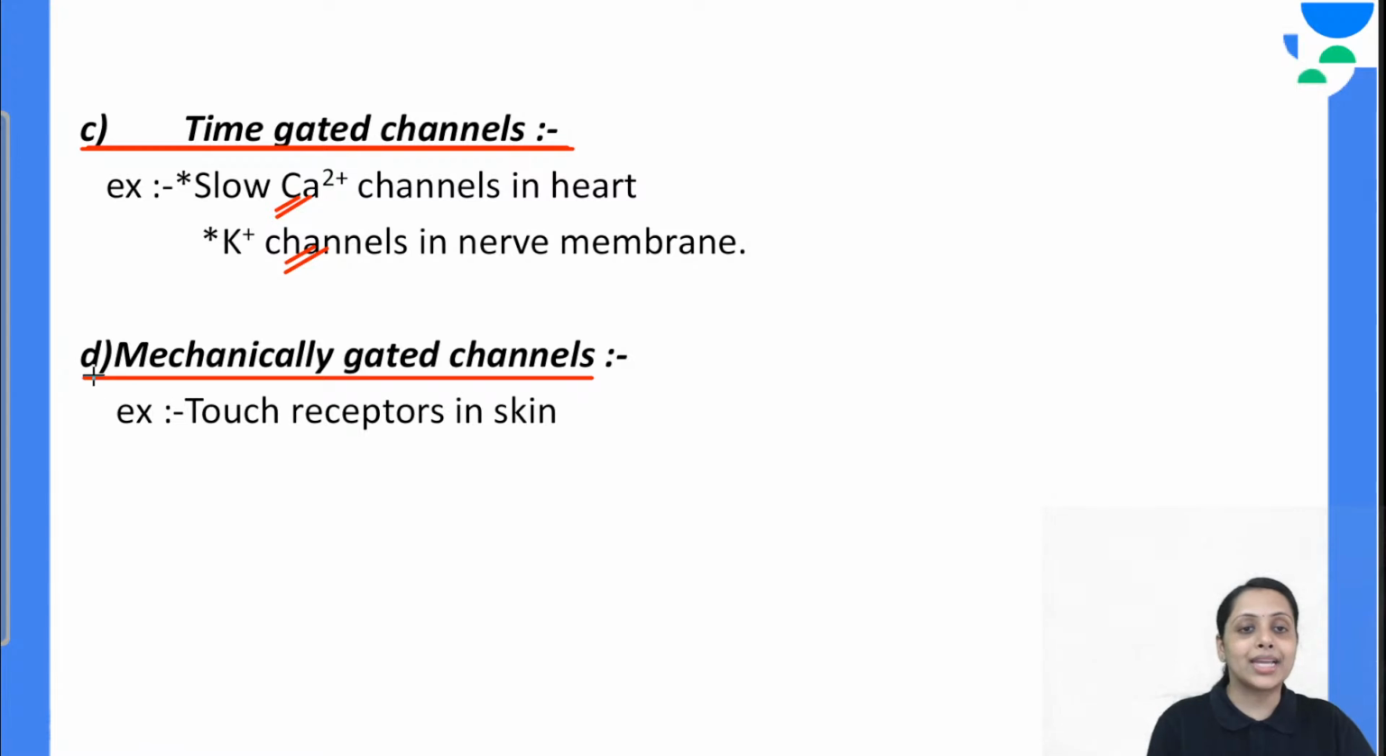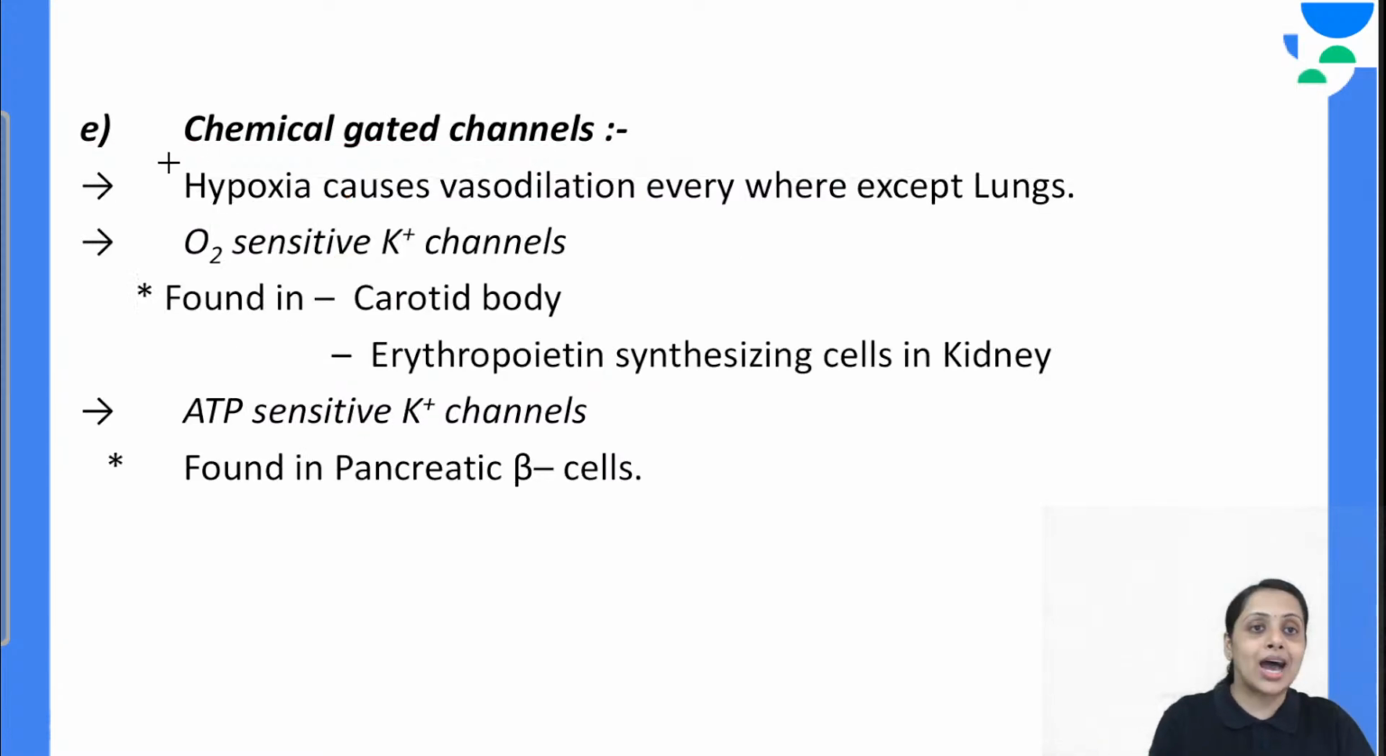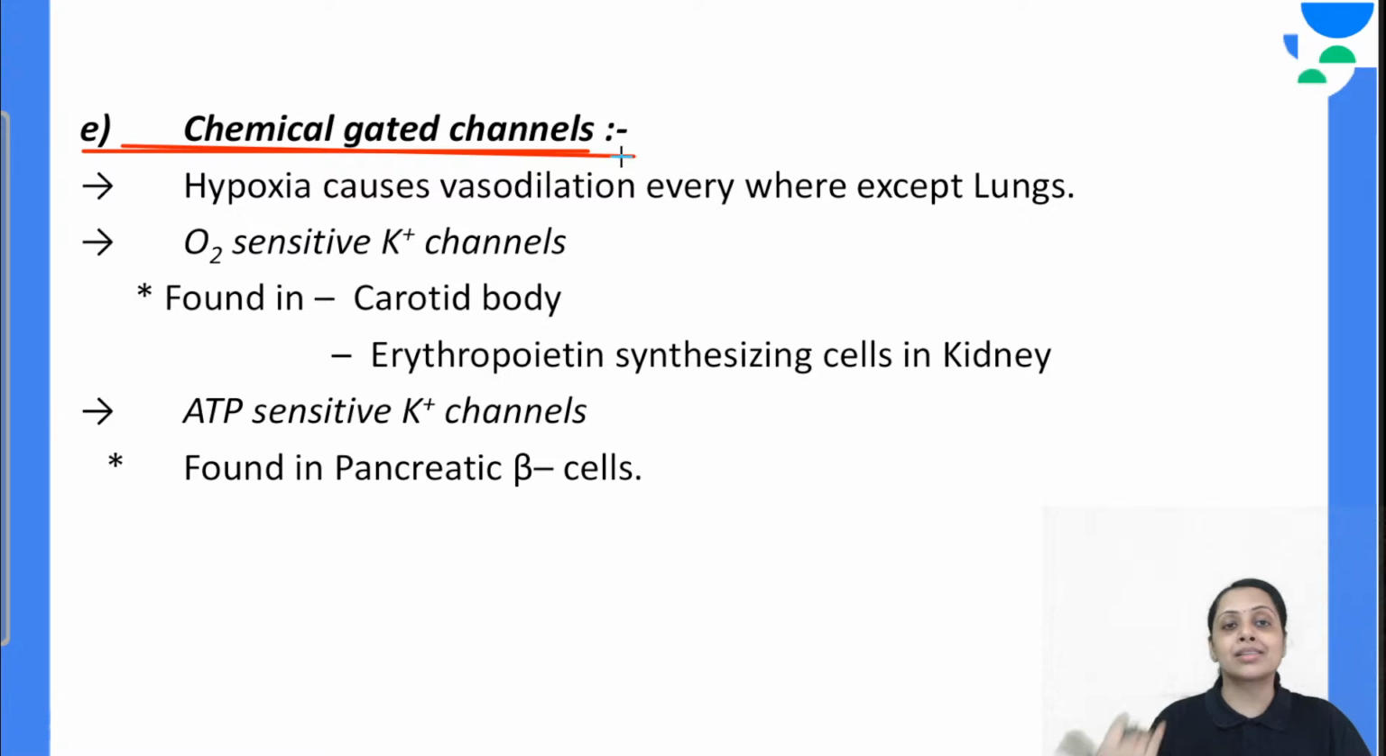Next is the mechanically gated channel. In this, the touch receptors which are present in the skin open up when there is a mechanical stimulation, like touch. So they are known as the mechanically gated channels. And the last one is our chemical gated channels. This means these channels are gated by certain chemicals. Only in the presence of this chemical will this channel open up. So for example, we have the classical example out here.